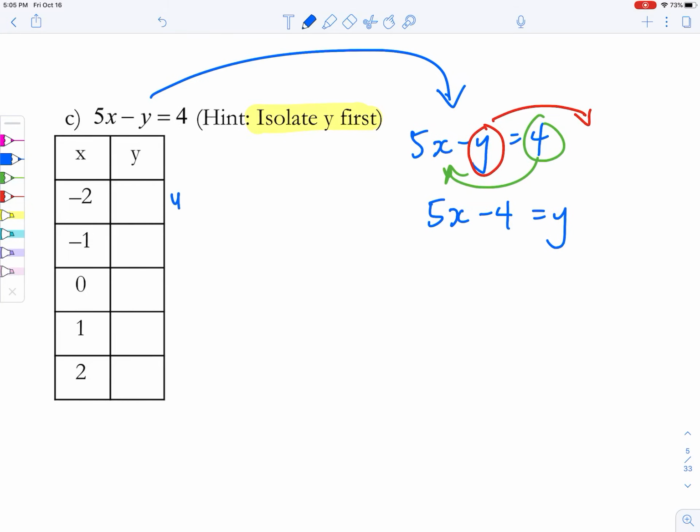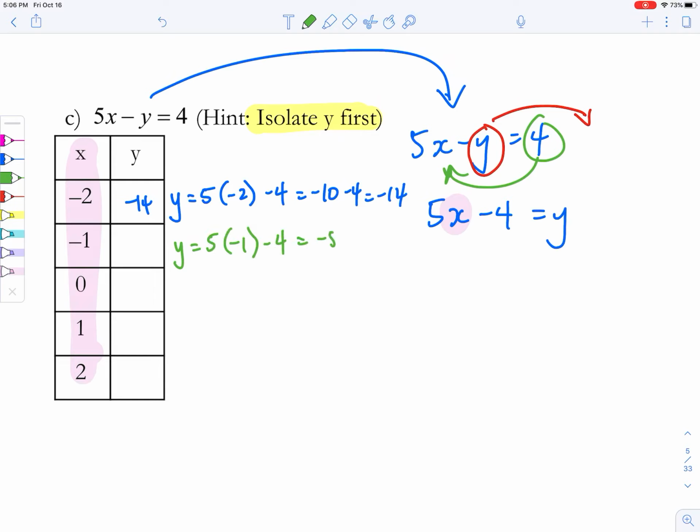And if we use that now, substituting in our x, let's use a different color, for our x over here, we get y equals 5 times minus 2 minus 4, which is minus 10 minus 4, which is minus 14. For the second one, we'd have y equals 5 times minus 1 minus 4, which is minus 5 minus 4, or minus 9. Y equals 5 times 0.